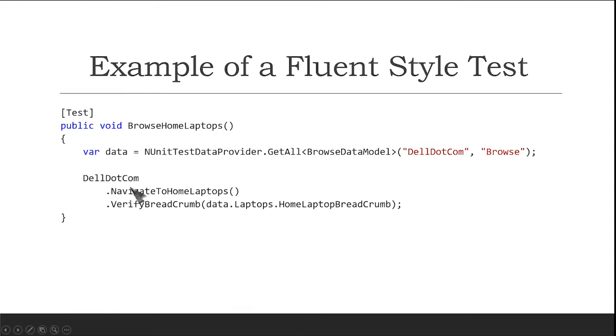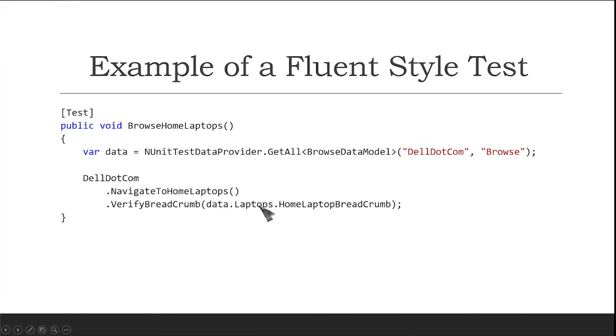And so because I'm there and I have an object, now I can navigate to something. Here, in Dell.com, we've got laptops, we've got desktops, we've got a number of things. So I can say navigate to my home laptops. We have home and we also have business laptops. And then I can do my verification. Verify that the breadcrumb shown in the browser matches this value.